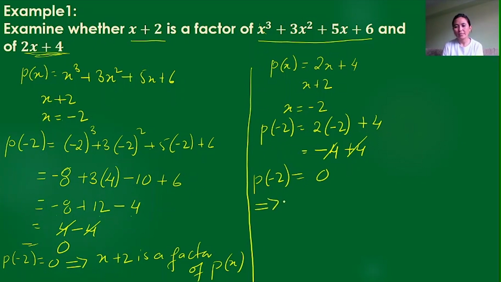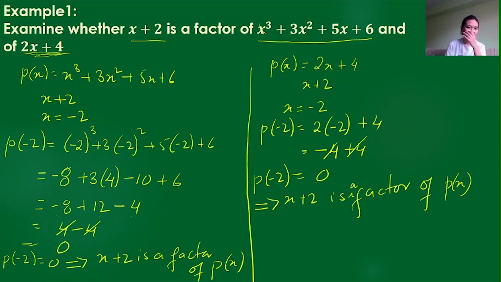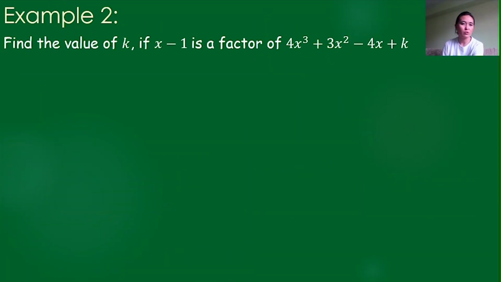Now this implies that x plus 2 is also a factor of P of x, that is 2x plus 4. Now this is how we use the factor theorem to check whether the given polynomial is a factor of another polynomial or not. Let's move on to the second question, or the second example.